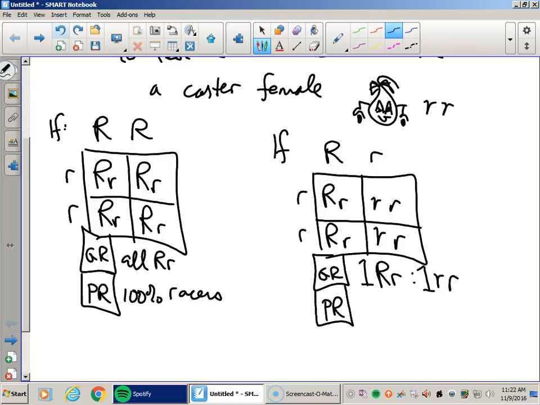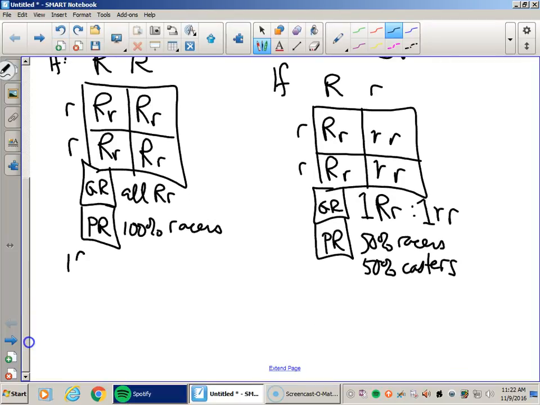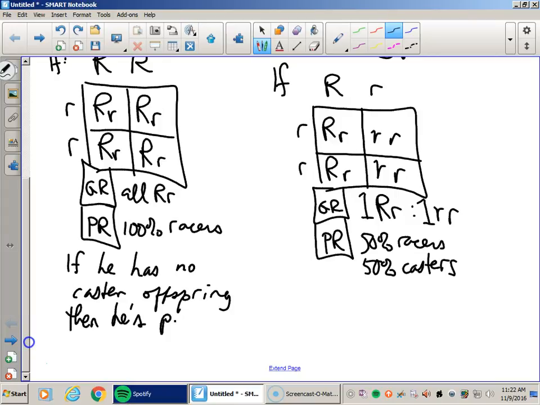Okay, so then what are our odds there? That's right. Okay, 50% racers, 50% casters. Okay. So, if he has no caster offspring, then he's probably homozygous.